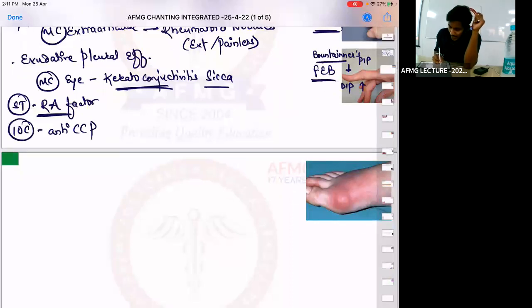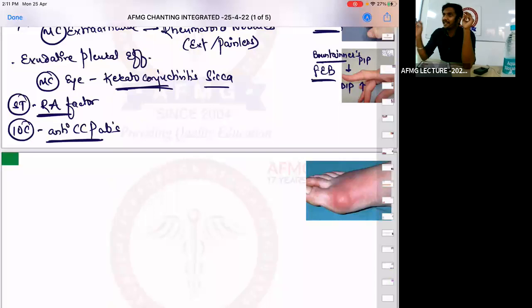Anti-CCP antibodies, that is anti-cyclic citrulline peptide antibodies. So the investigation of choice for rheumatoid arthritis is anti-CCP. Don't forget it. What is the drug of choice for rheumatoid arthritis, guys?